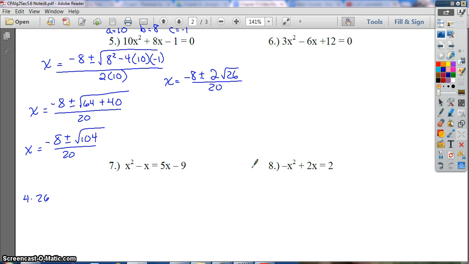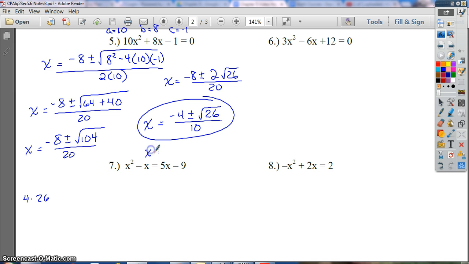All right, and to wrap this up, all three of these are divisible by 2. So we're looking at negative 4 plus or minus 1 root 26 over 10. You can leave it like that. If you choose to split it apart, which you very well can do, then you would have to reduce 4 tenths to 2 fifths, and then the square root of 26 over 10 has to stay as is.